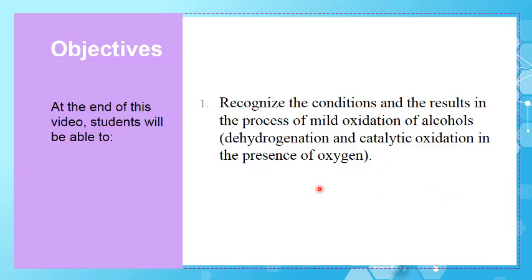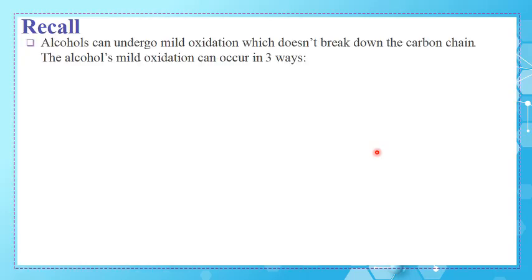Let's start with the objectives. In this lesson, there is one objective, which is to recognize the conditions and the results in the process of mild oxidation of alcohols following either the dehydrogenation method or the catalytic oxidation. So let's start first of all with a recall from the previous chapters.